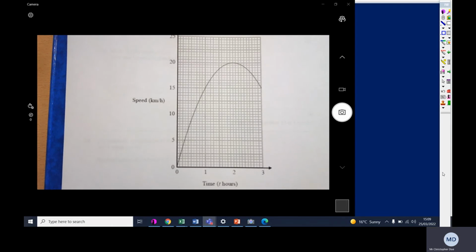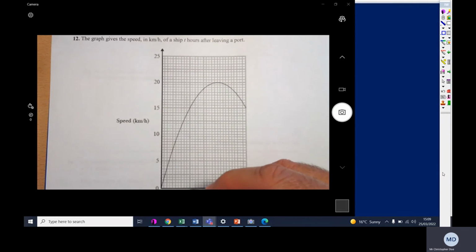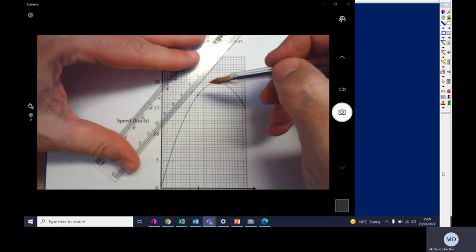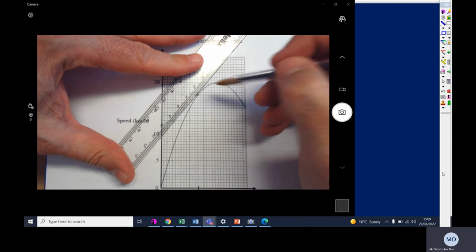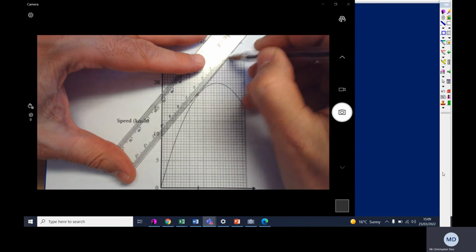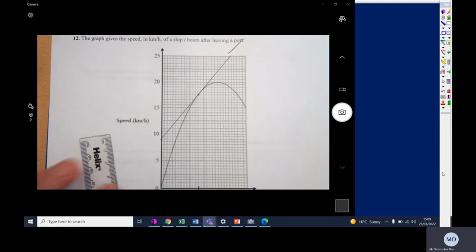Okay, question 12. It asks you for an estimate of the gradient where time is 1.3. So there is 1, there is 1.3. Let's go up to here. Right, so you get 1 mark for drawing your very best tangent where time is 1.3, which is about there. So if you've drawn this tangent, you've got a mark. Then we're trying to find the gradient of the tangent.